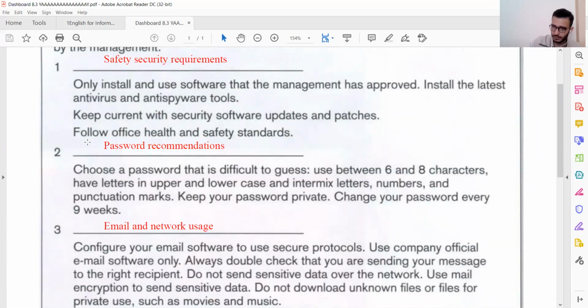Let's check the second paragraph. Choose a password that is difficult to guess. Guess, predict, expect. Use between 6 and 8 characters. This is the first step. Have letters in upper and lower case and intermix letters. Upper means capital letter, and lower case means small letter, capital letter and small letter.